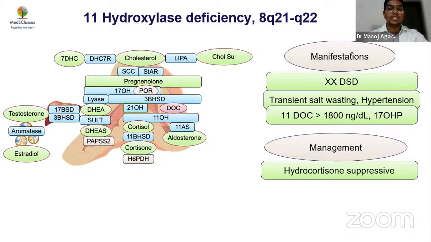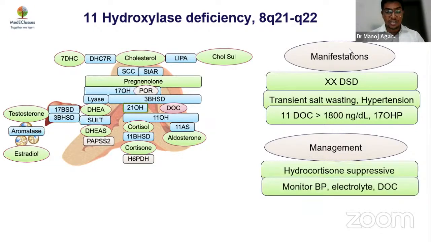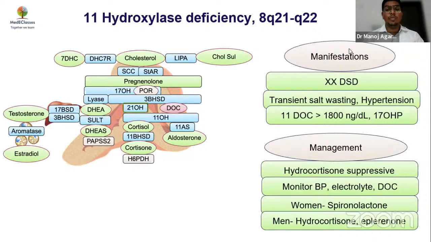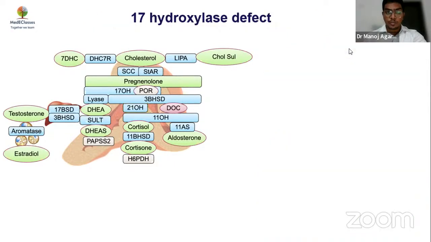To manage this condition, again, we have to suppress ACTH. So cortisol is required to suppress ACTH. We need to monitor BP and electrolytes, and DOC is important to follow for follow-up. For women, we need to give an antagonist to the aldosterone receptor, which is spironolactone. For men, we need to start another molecule, which is eplerenone, and hydrocortisone.